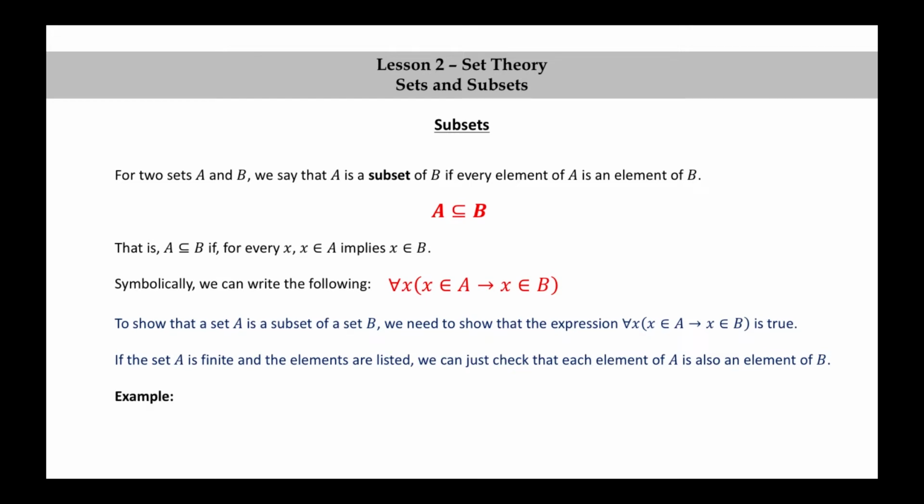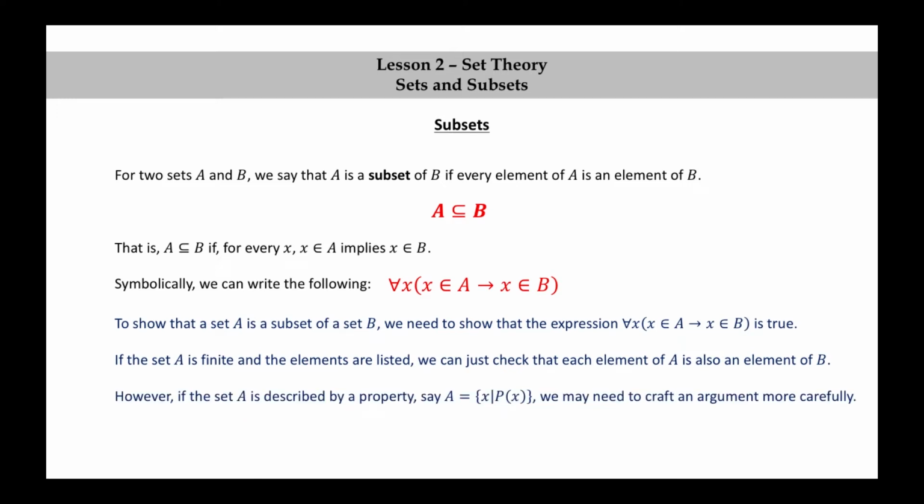Let's look at an example of this. So let's let A be the set consisting of the elements a and b, and let's let B be the set consisting of elements a, b, and c. So we could just check one at a time that each element of capital A is an element of capital B. See, little a is in there, little b is in there. So we have that A is a subset of the set B.